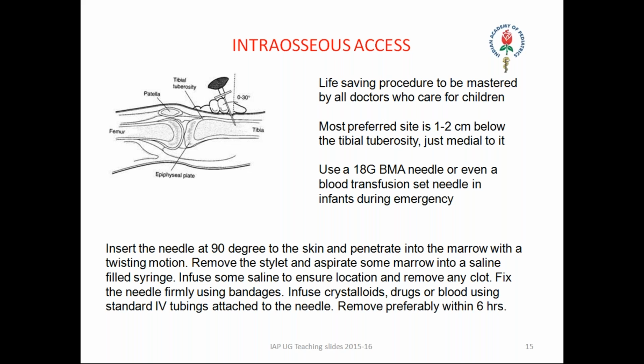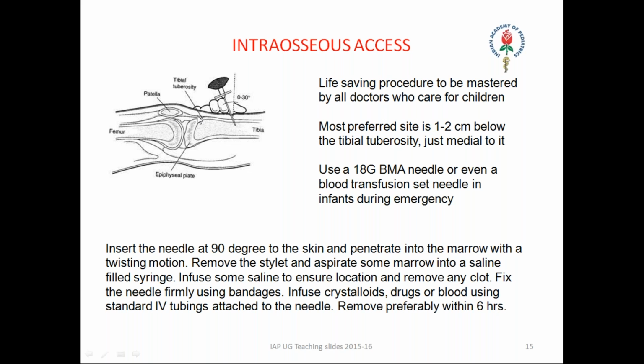So don't wait for an IV access in children, with a chubby child or infants you might not get an IV access fast. So go with an intraosseous access. It is a life-saving procedure, and the most preferable site is 1 to 2 centimeters below the tibial tuberosity.